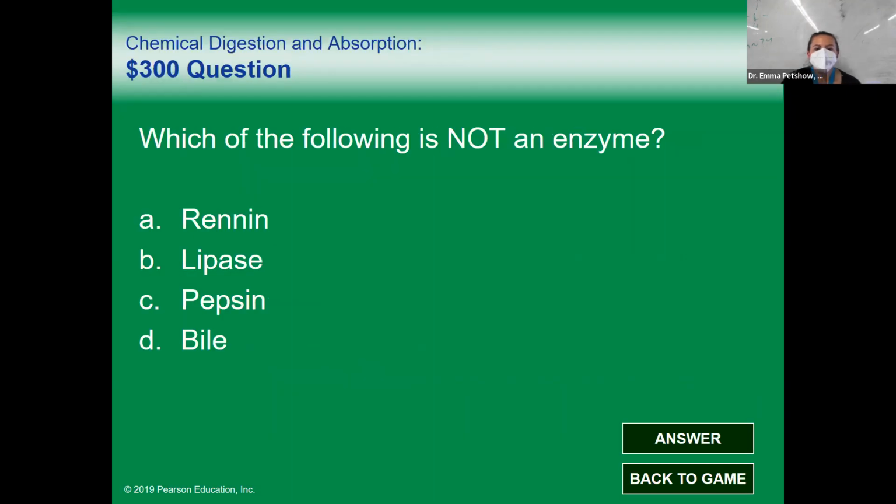Okay. Which of the following is not an enzyme? Renin, lipase, pepsin, bile. Renin is supposed to be spelled with one N. So that is normal renin. Renin, lipase, pepsin, bile. Which one's not an enzyme?